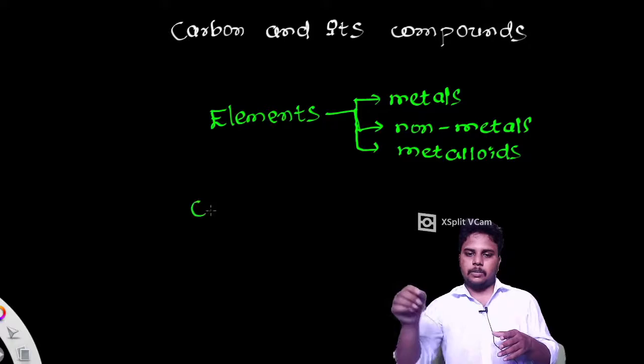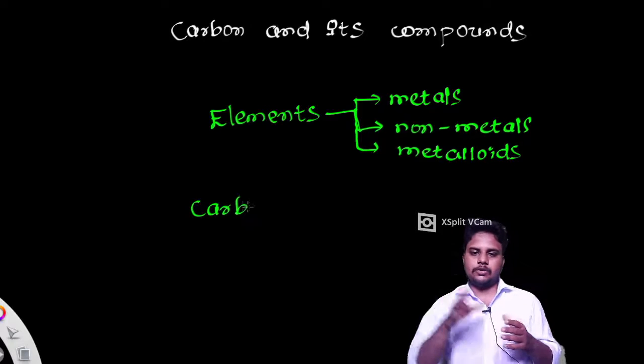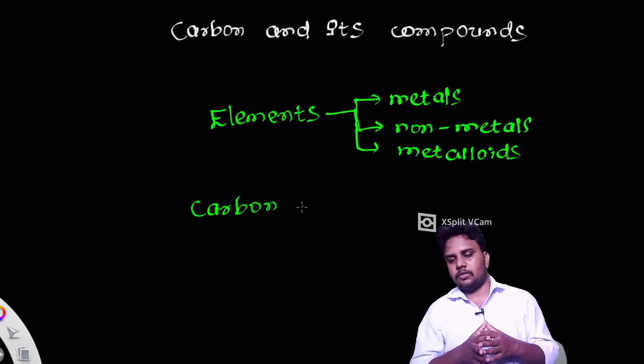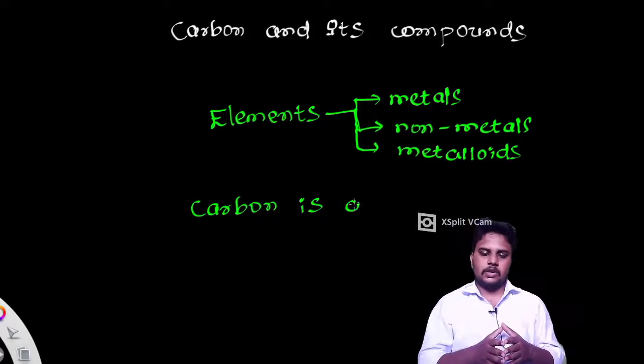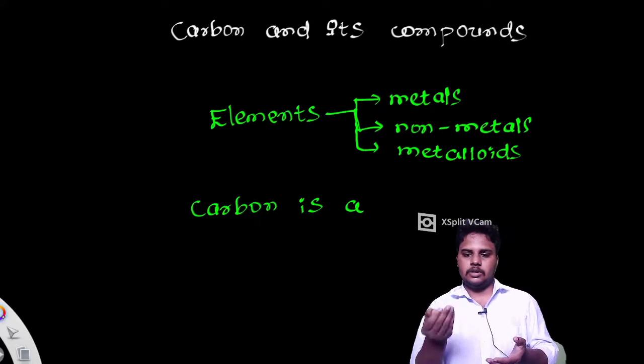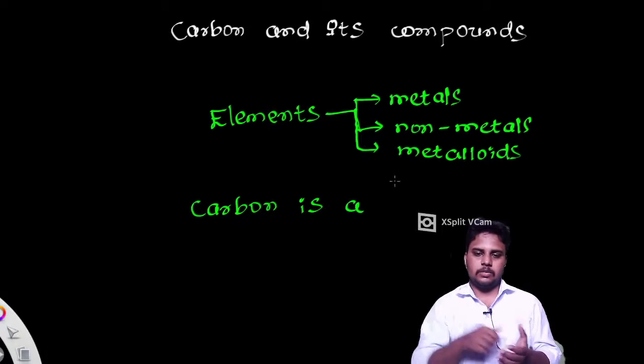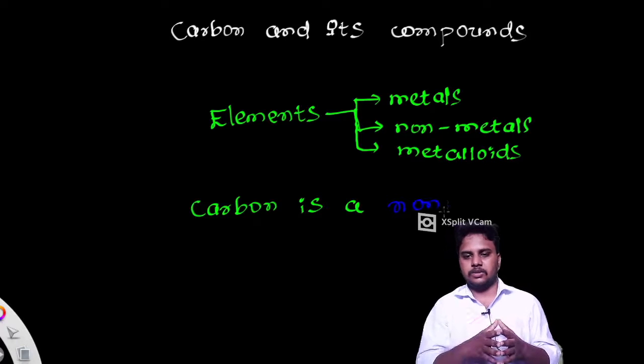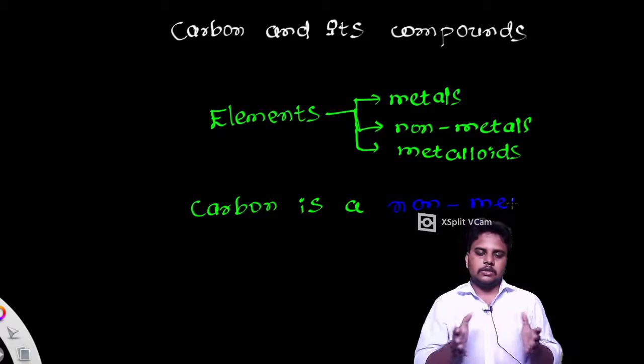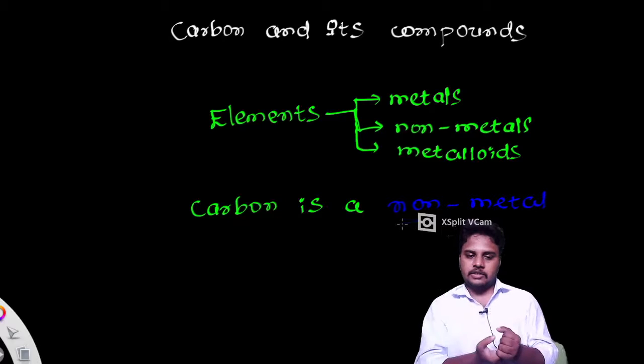Now, which one does carbon belong to? Carbon belongs to the purely non-metals. Carbon is a non-metal. So the element carbon is a non-metal. This point you should keep in mind. I will underline this: carbon is a non-metal.